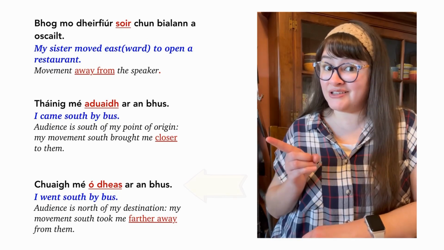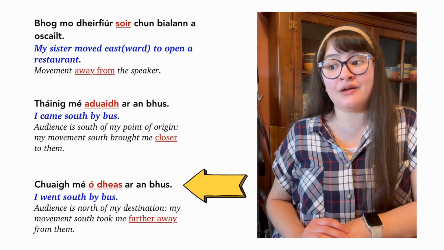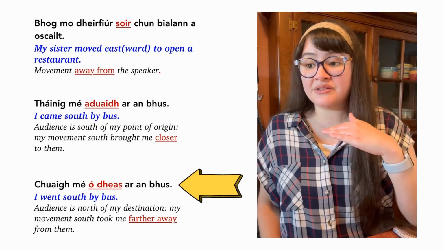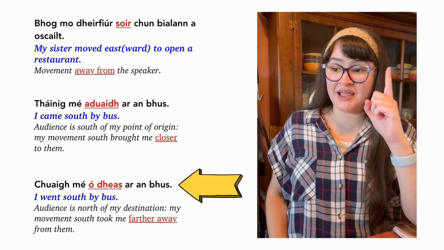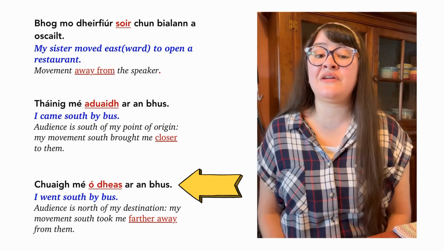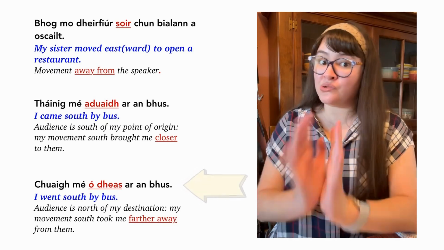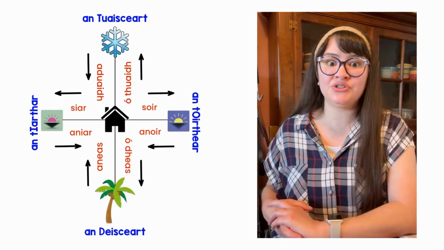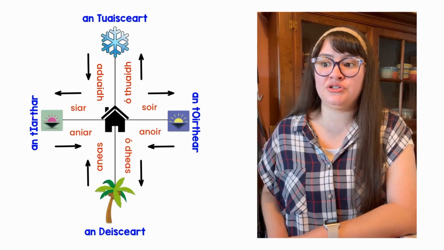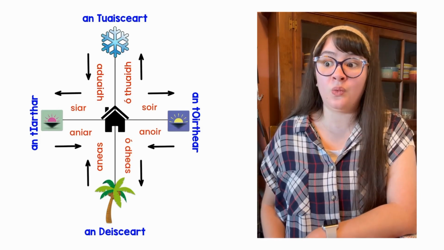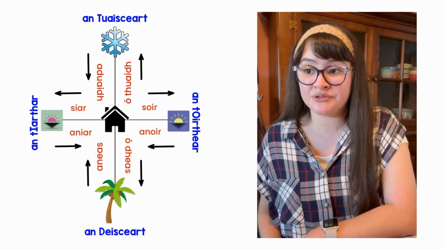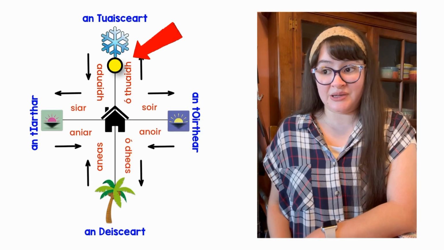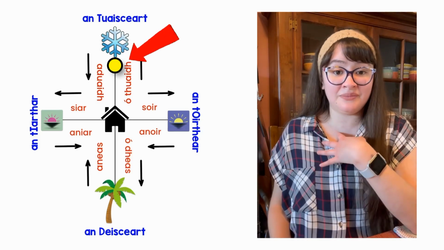Now let's look at the next example. Huamauyas Erawas. I went south by bus. In this case, the audience is north of my destination. My movement south took me farther away from them. Now, before we move on, to make things a little bit clearer, I want to pop up this illustration on the screen. So let's look again at the last two examples. First, the one where I came south by bus. Let's pretend that the yellow dot that you see on the screen is me, the speaker.